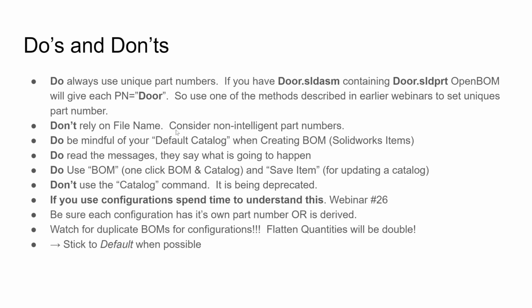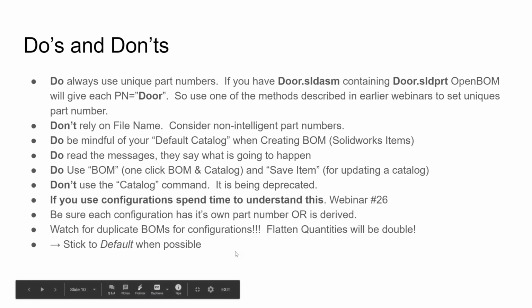Use part number as a property. If you're using configurations, be really careful how you do that. Use the BOM command, not the catalog command. We're going to deprecate catalog, I think. You want to use save item and BOM to update OpenBOM. By the way, I showed you one feature of OpenBOM that will be released tomorrow. That was automatically updating from the top. So if you have any trouble with that, be aware that the fix will be out tomorrow, probably by the time you see this video. And watch for duplicate BOMs if you find yourself with any duplicate part numbers.